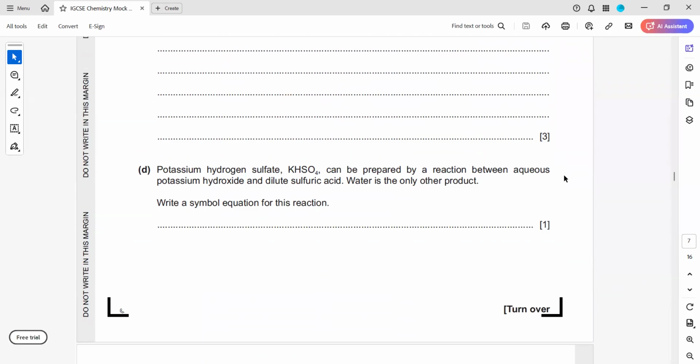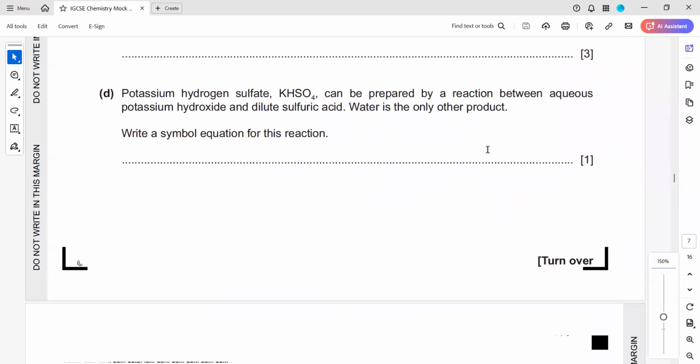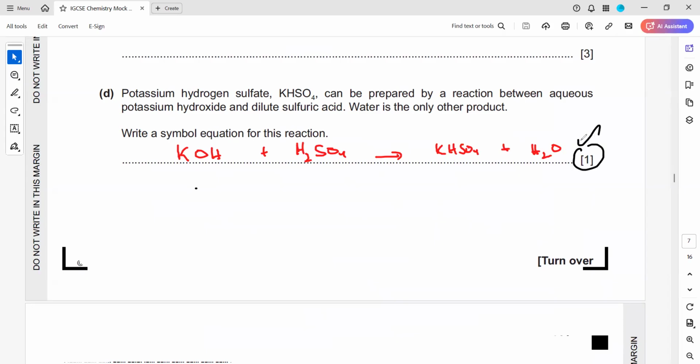Potassium hydrogen sulfate can be prepared by reacting aqueous potassium hydroxide with sulfuric acid, and water is the only other product. You have to write a symbol equation. So aqueous potassium hydroxide, KOH, reacts with H2SO4, producing the salt KHSO4 plus H2O. Then we have to balance the equation. All are balanced, and that's why it is 1 mark only. So you have to just complete the equation.